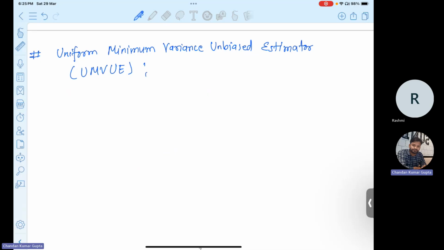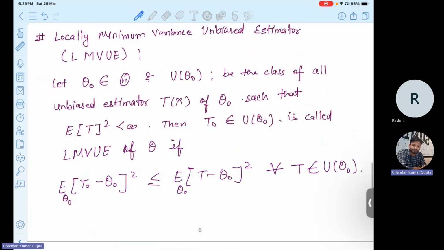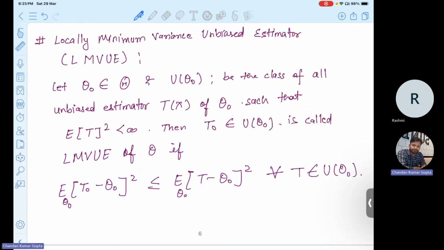UMVUE has the same definition, but a locally minimum variance unbiased estimator has minimum variance for a particular value of the parameter, say theta naught, as we have discussed here, where we have taken a particular value of theta as theta naught. So it is an unbiased estimator having minimum variance for the particular value of the parameter theta naught, and it is called a locally minimum variance unbiased estimator.